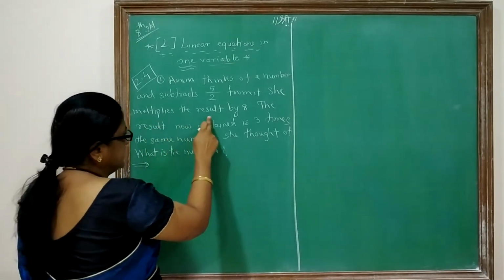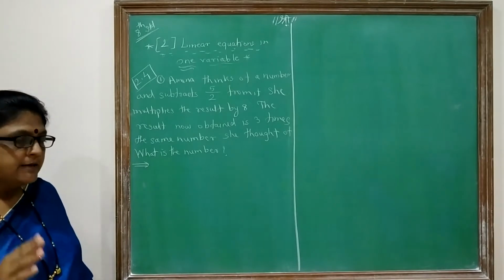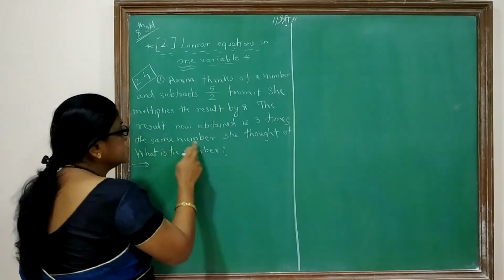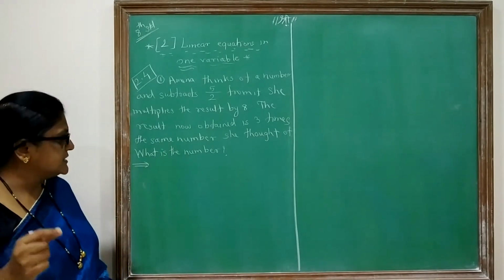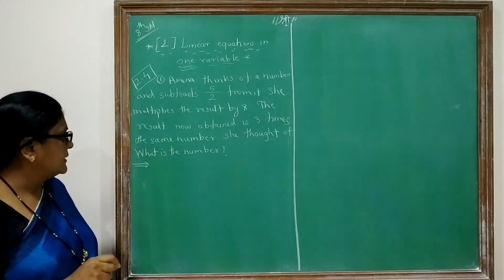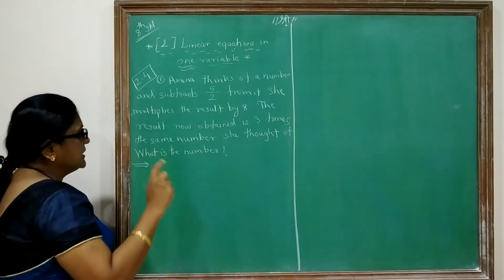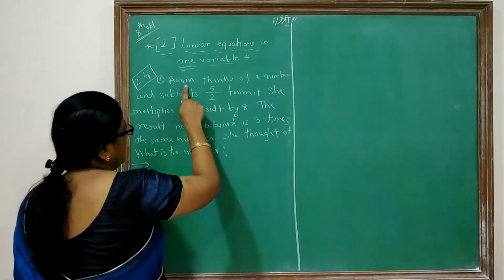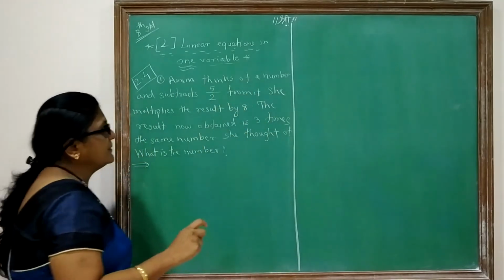She multiplies the result by 8. The result now obtained is 3 times the same number. And she thought of what is the number. Means, first you will write step by step. Your first sentence is what? Amina thinks of a number.